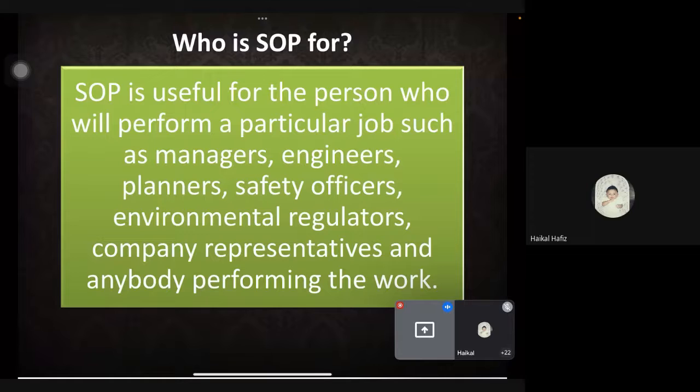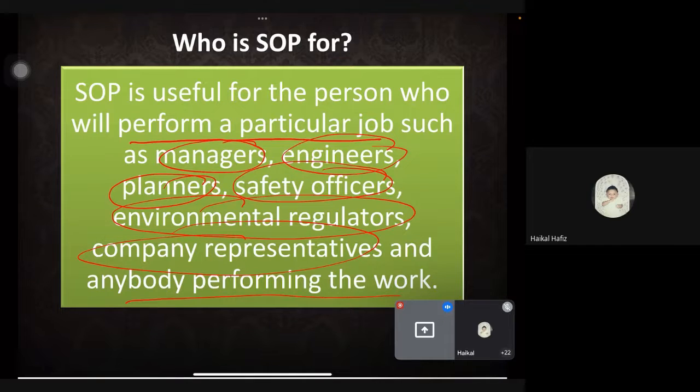Who is SOP for? SOP is useful for the person who will perform a particular job, such as the managers, engineers, planners, safety officers, environmental regulators, company representatives, and anybody performing the work. So managers, because they are managing it, maybe in terms of administration. They want to see whether you are following the SOP and you are actually optimizing the work, or the resources that you have.